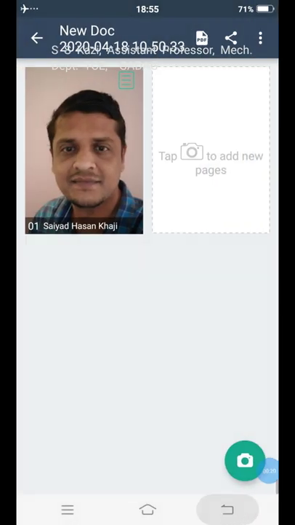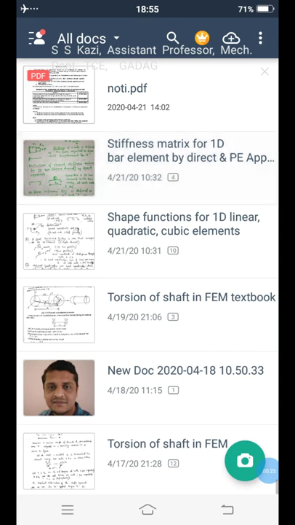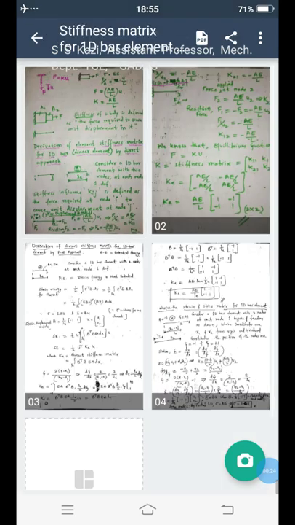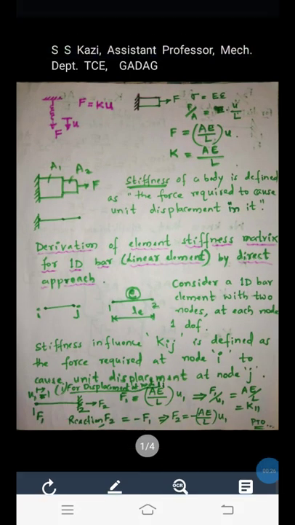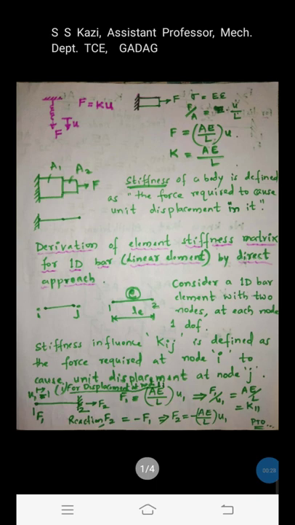In this video session let us learn how to derive the stiffness matrix for 1D bar element by direct approach and using potential energy approach. Also we will derive the stress and strain matrix for 1D bar element in finite element method. Okay, let us derive the stiffness matrix for 1D bar element by direct approach.